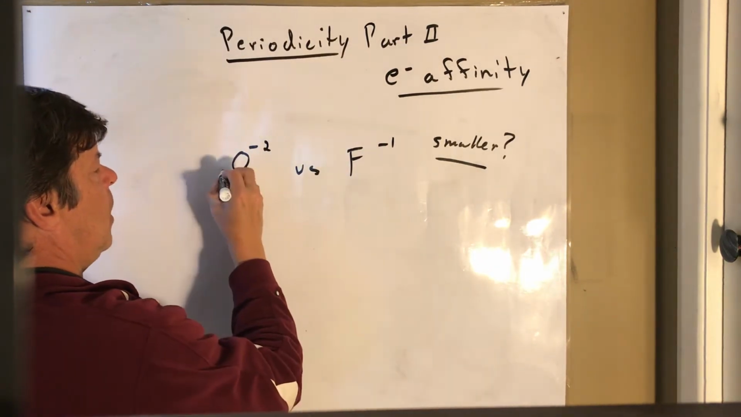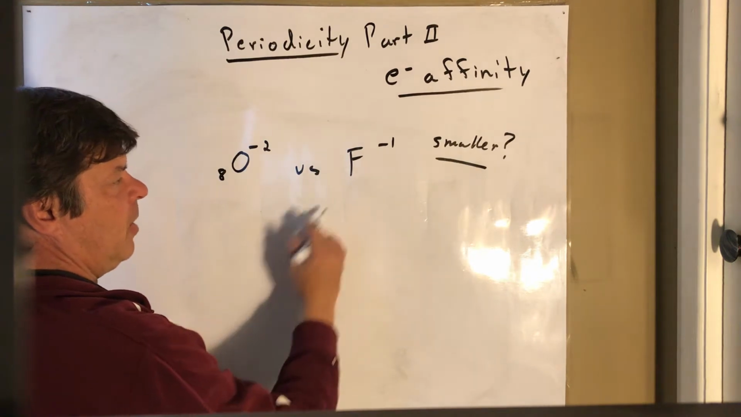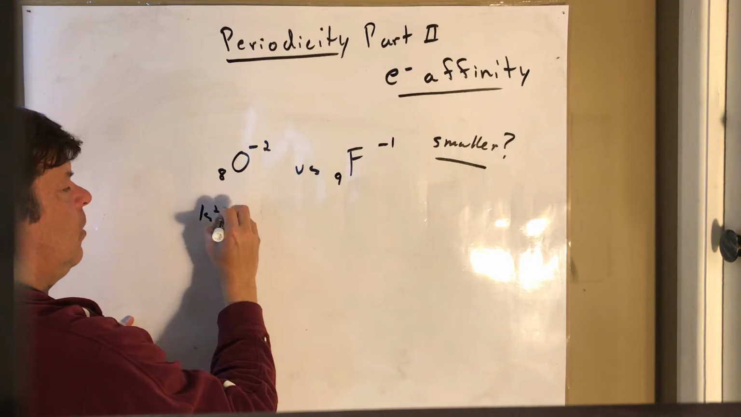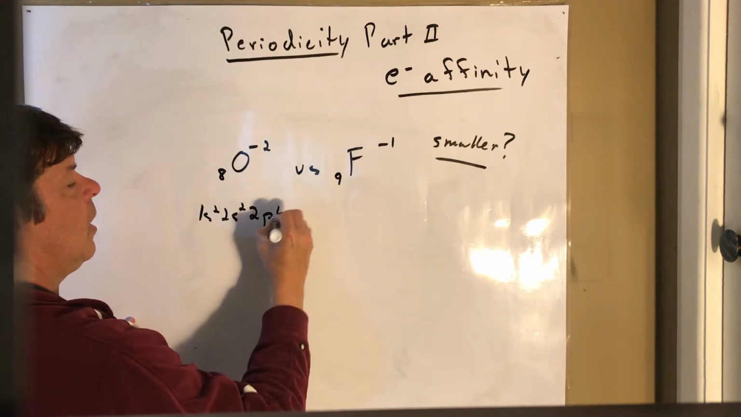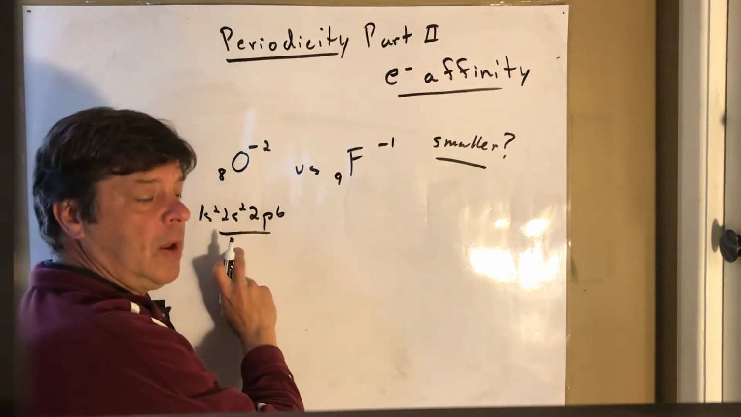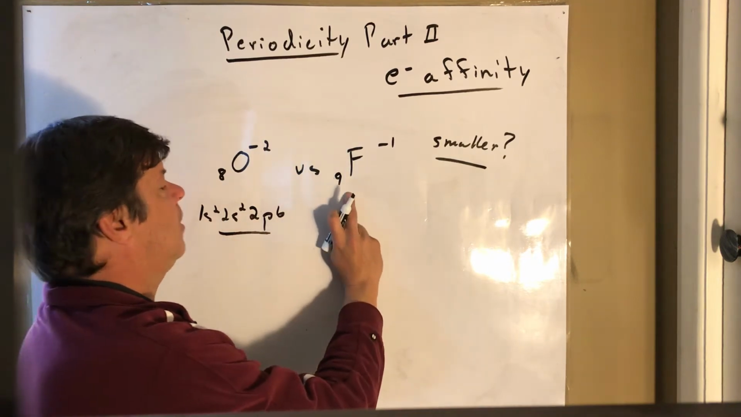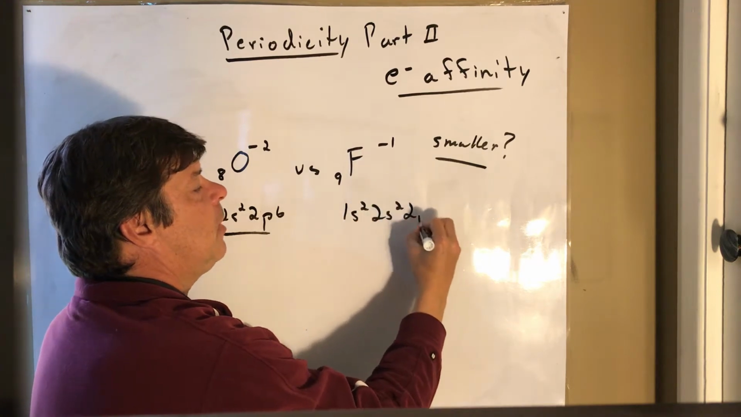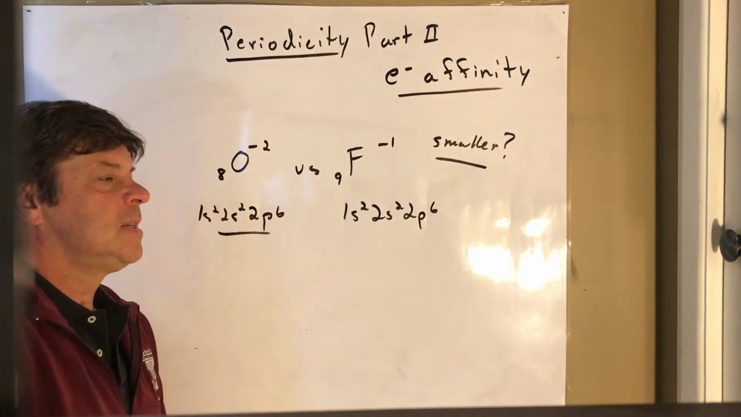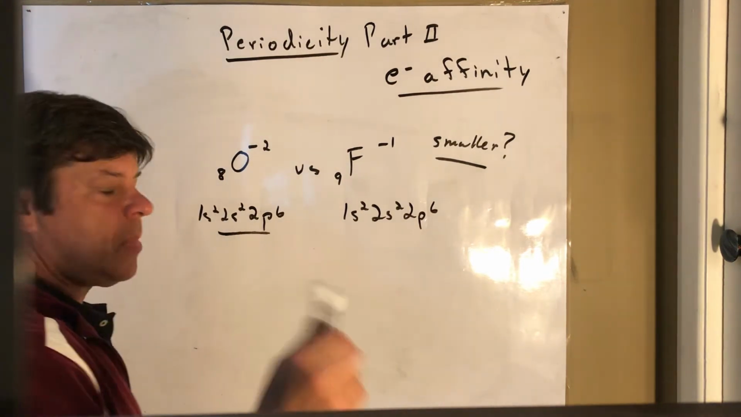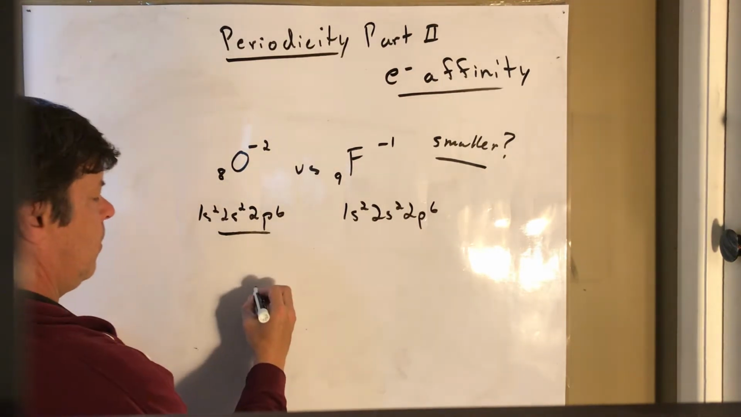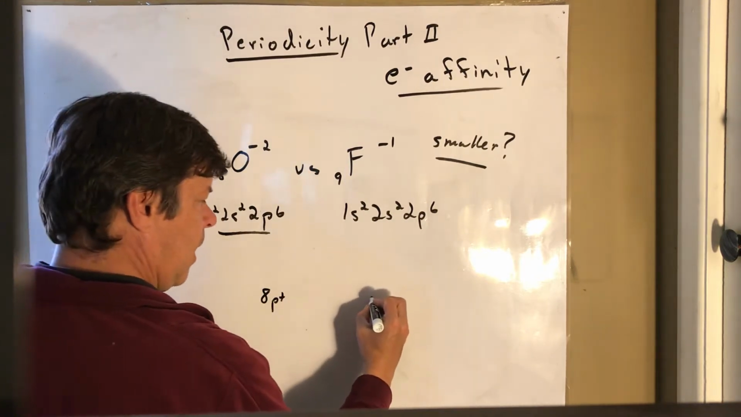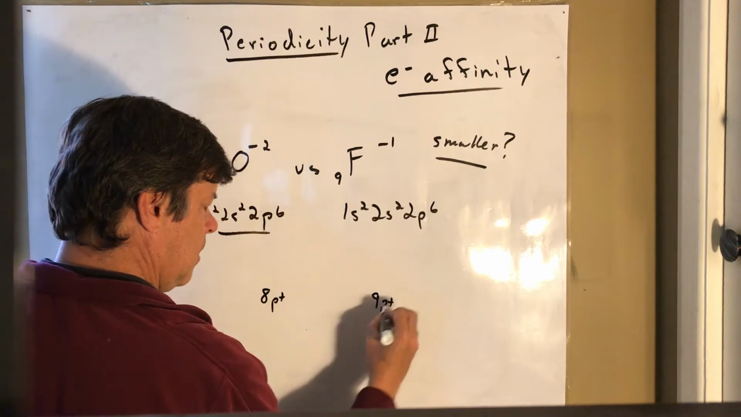So, we know oxygen has 8 protons, fluorine 9, oxide has 10 electrons, so it's 1s2, 2s2, 2p6. Isoelectronic with neon, yeah. Hey, fluoride, let's see. Plus 1, 10 electrons. Same number of electrons, okay? So what's going to be the difference here? I think you guys got it. It's number of protons, right? Oxide has 8 protons, and fluoride has 9 protons.